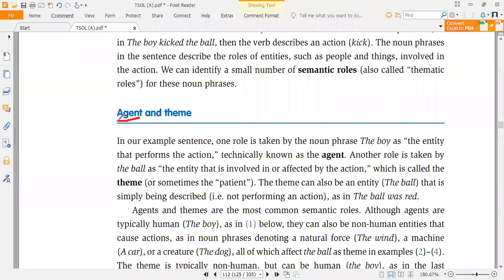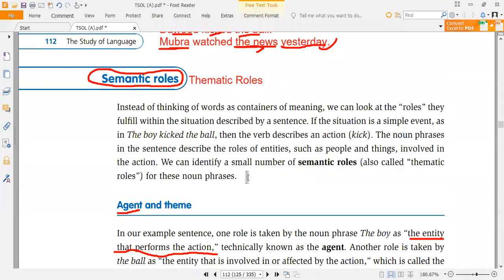Agent means the entity that performs an action. The entity that performs an action. Should I read the definition here? Agent is the entity that performs an action, right?